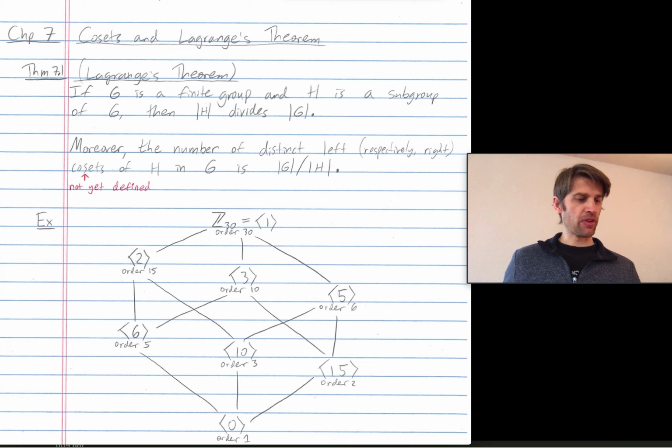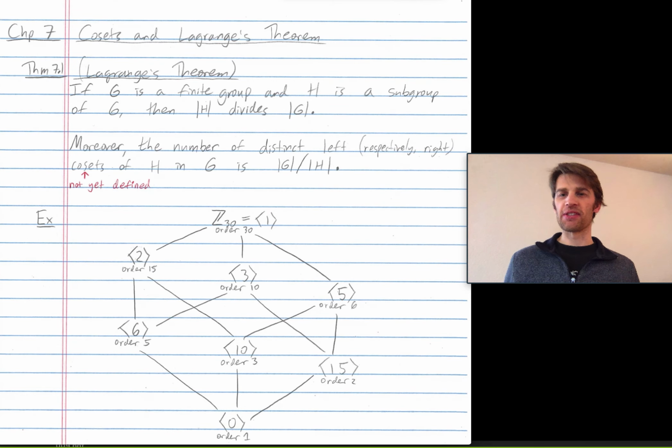Okay, so what does Lagrange's theorem say? It says that if G is a finite group and H is a subgroup of G, then the size, or the order, of H divides the size, or the order, of G. That's the first part of Lagrange's theorem.